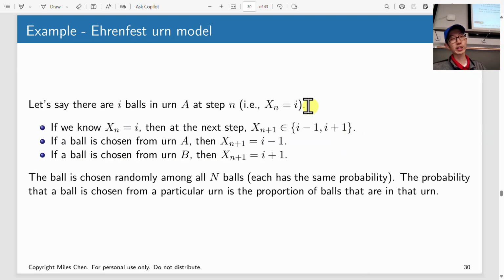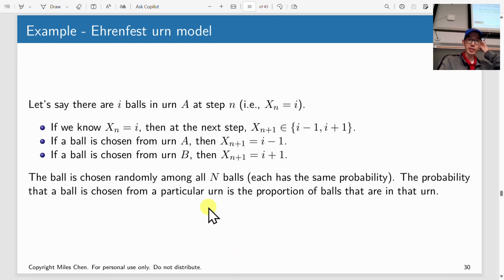So if I'm currently at i, the number of balls in urn A is i, at the next step, it has to either go to i minus 1 or i plus 1, okay? In our model, there's no option for it to just stay, because we're always moving something from somewhere.